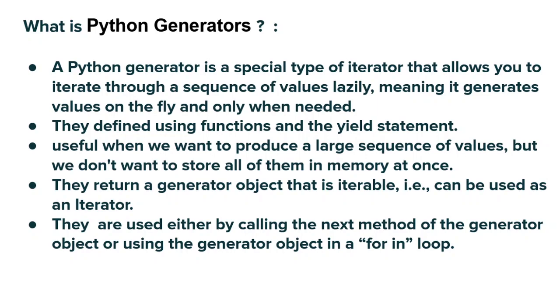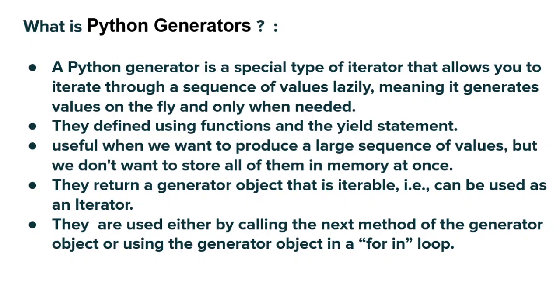So a Python generator is basically a special type of iterator that allows you to iterate through a sequence of values in a lazy manner. That means it generates those values on the fly and only when needed. Generator functions are defined using functions and the yield statement. So in a generator function, we have to use the yield statement.